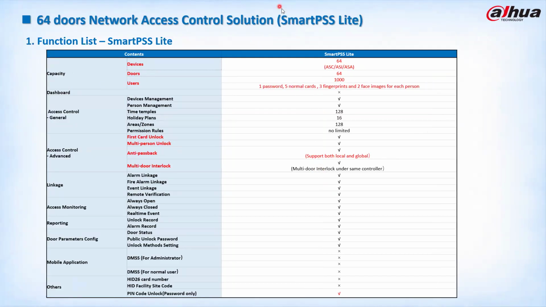Now, what you have here, the other thing that we have here is just some function list for the Smart PCS. So I'm only going to focus on the red shaded items. For example, the capacity supports up to 64 doors. We have the users, supports up to 1,000 users. And each of those users can have the following pieces of information: 1 password, 5 normal cards, 3 fingerprints, and 2 face images for each individual person.